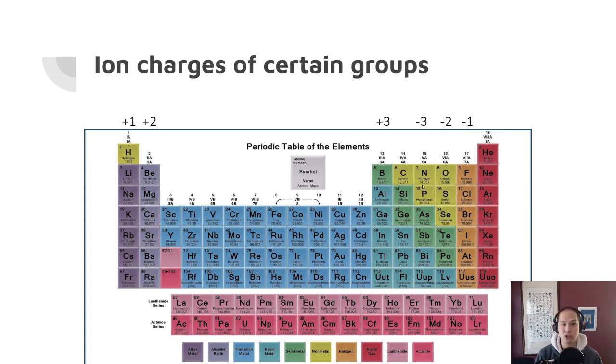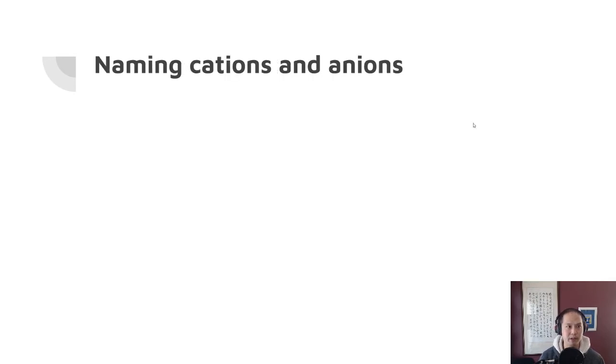Group 5A has a charge of -3, 6A -2, 7A -1. Again, you can write this on your periodic table, or you can use this version of the periodic table, but you have to have that memorized. These charges: +1, +2, +3, -3, -2, -1. Again, that should be a review for you guys. So let's get to naming cations and anions.